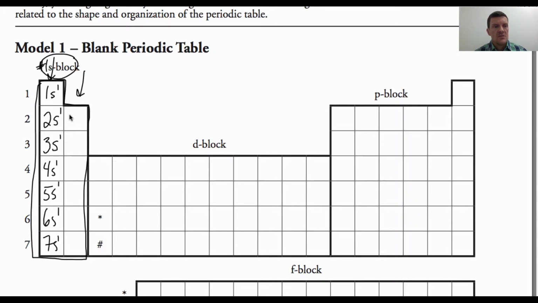So this is 2s2, 3s2, 4s2, 5s2, etc. So you can see that in this group, they all have a similar ending in that the s orbital is completely full, has 2 electrons in it. Remember, there's a maximum of 2 electrons per orbital.